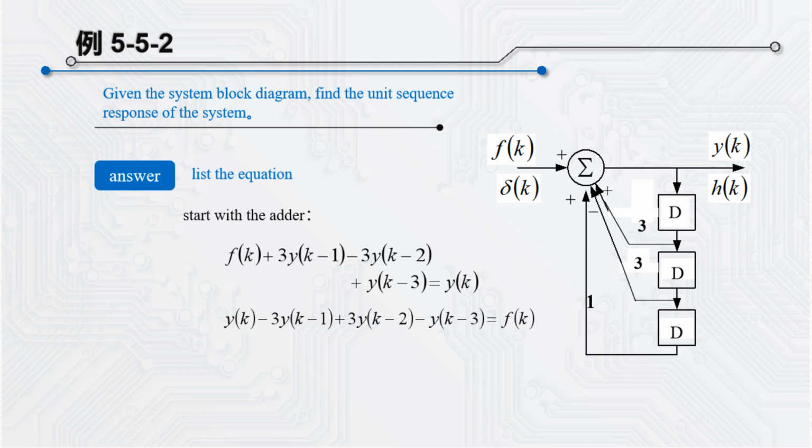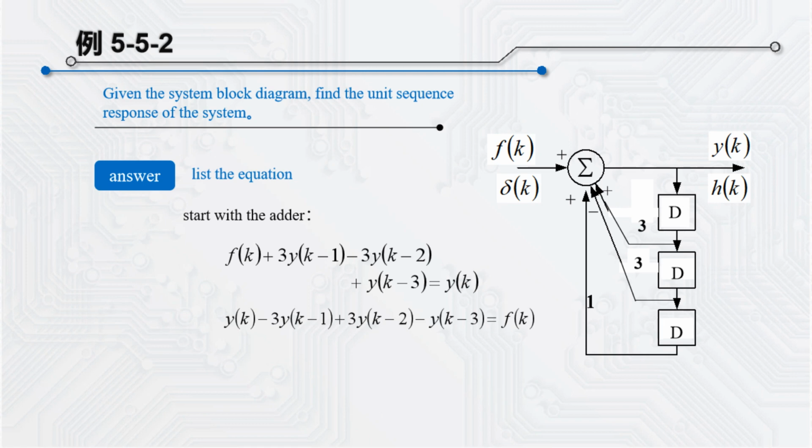So let's do another example, as shown in this figure. This is a discrete system that we are given. The known system block diagram is shown in the figure. Find the unit sequence response of the system.